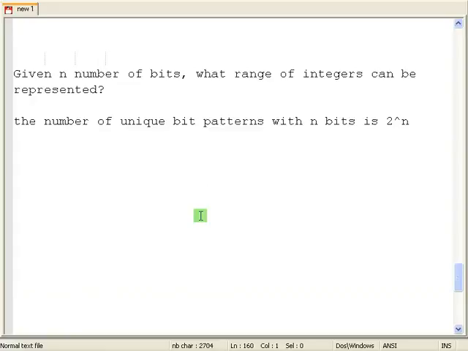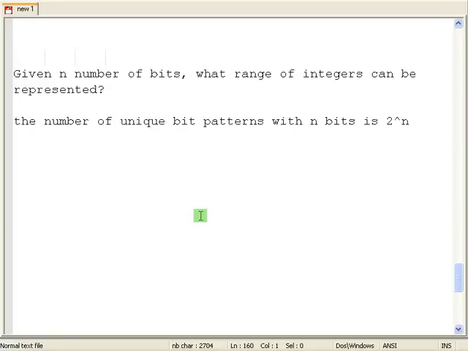Computers are, of course, physical machines. They're not abstractions. So, of course, they're always dealing with a finite number of bits, never an infinite number of bits. That would be impossible. And so it's a good idea to know, well, if I had n number of bits, what integers can I represent using just that number of bits? And to answer this question, you need to know, well, how many unique bit patterns can I represent with n bits? And the answer is 2 to the n.